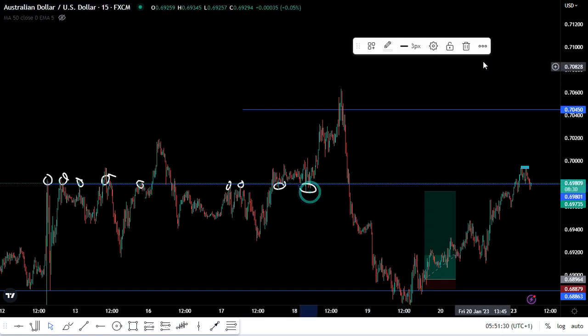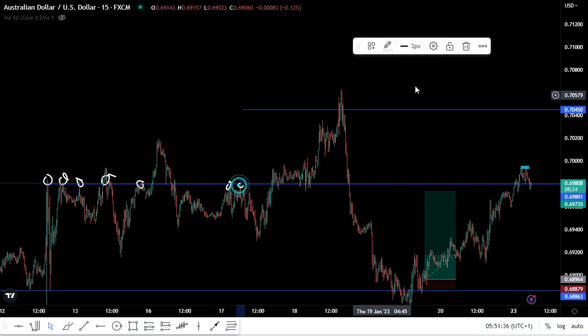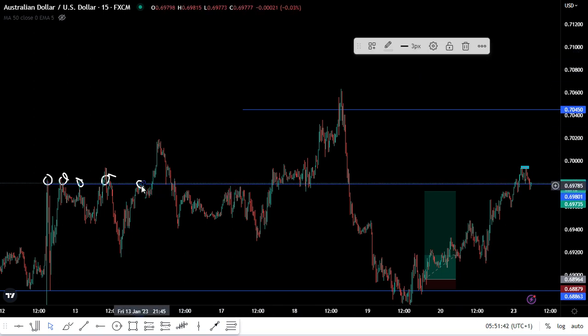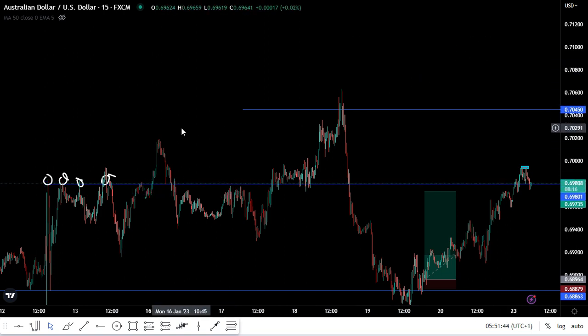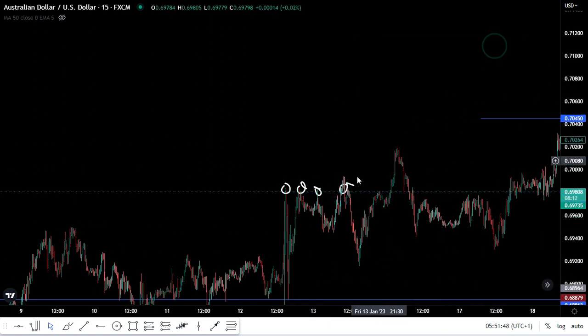The question is, which time frame can one actually use to trade this setup? Now, the time frame you are going to be using is basically personal to you. It depends on your trading style, your trading plan, and the kind of trader you are.